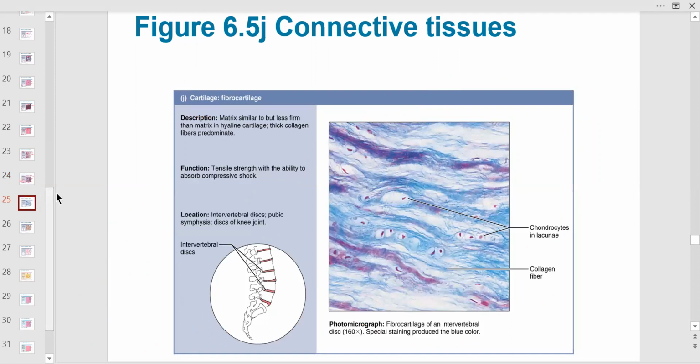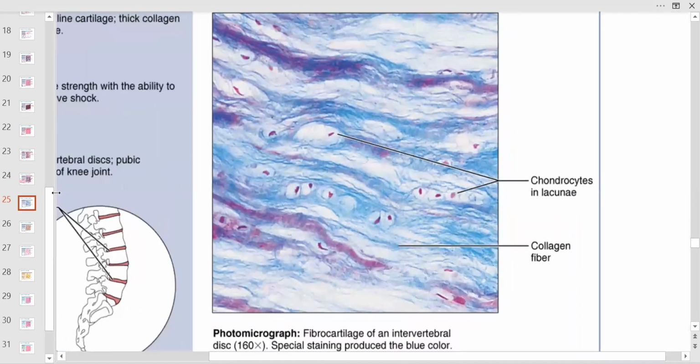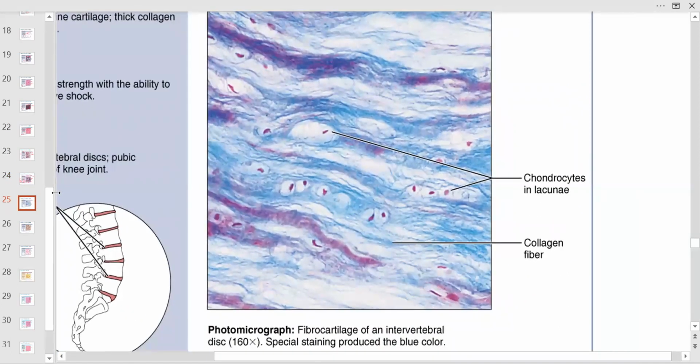So here's the last cartilage, and this is called fibrocartilage. Here it gets a little confusing. It stains different. It's a little wavier. It's got chondrocytes, not fibroblast nuclei, chondrocytes. All you're going to see is this tissue and say, what the hell is that?